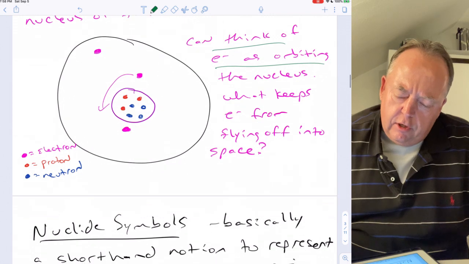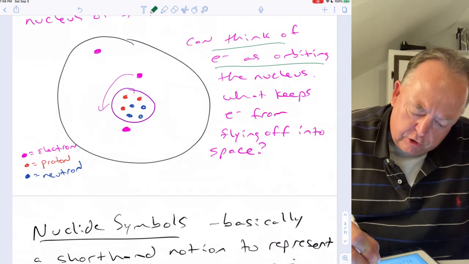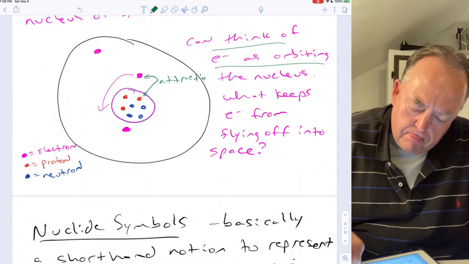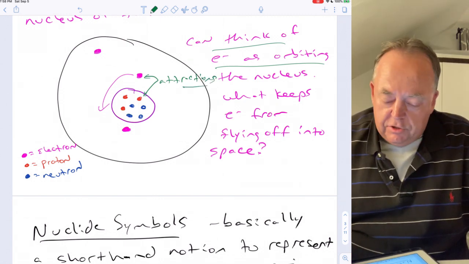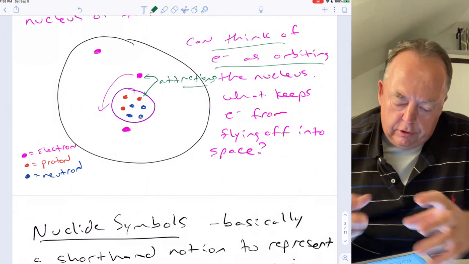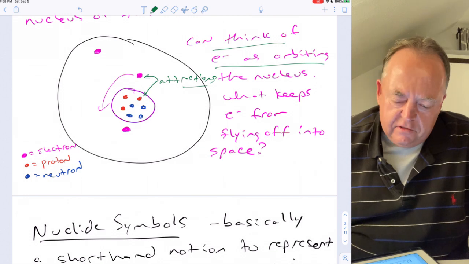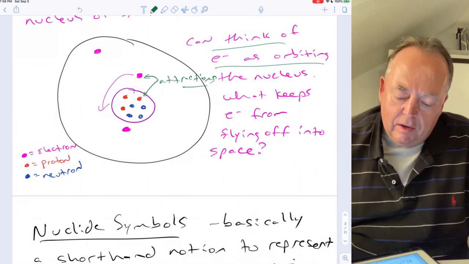So what keeps the electrons from just flying off into space? Well, one thing would be that there's an attraction here, right? Electrons are attracted to protons because one's positive and one's negative. And then also, because there's so much mass in the nucleus of the atom compared to the electron, you'd need to talk to a particle physicist about this, but I would think there are some gravitational effects there as well.